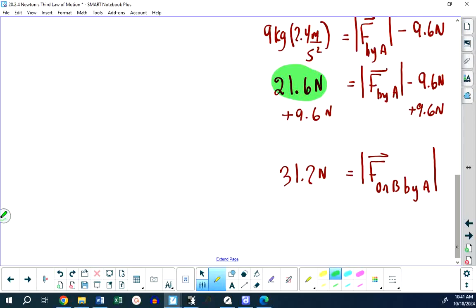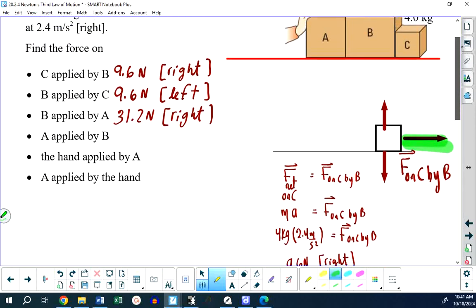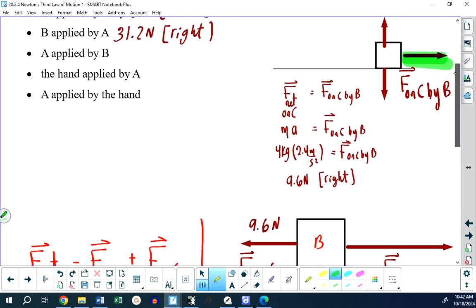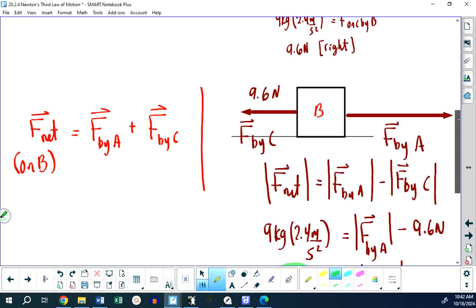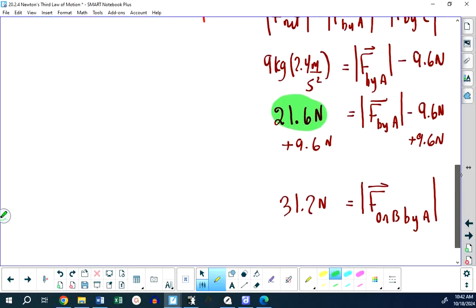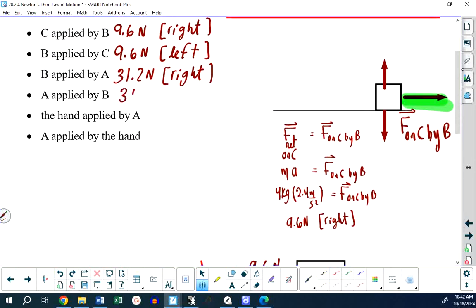All right, we're almost there. What is the force now on A applied by B? Well, Newton's third law of motion says the force applied on A by B will be equal but opposite to the force applied on B by A. Which means if A is pushing B 31.2 newtons to the right, B is pushing A 31.2 newtons to the left.